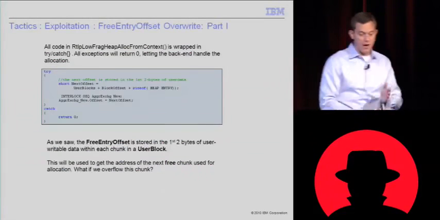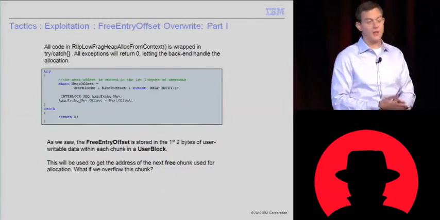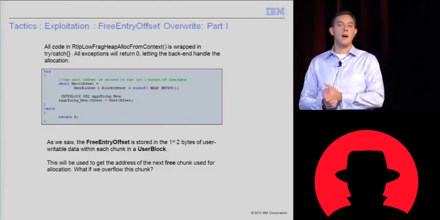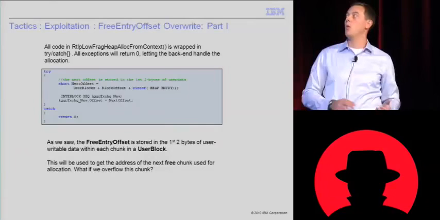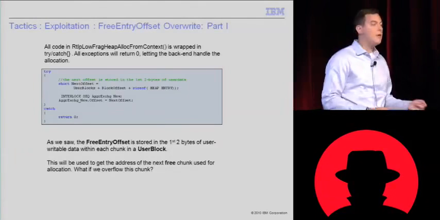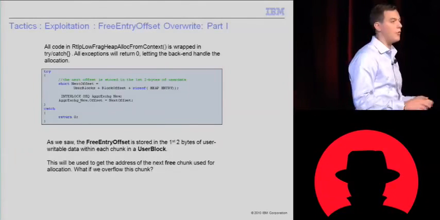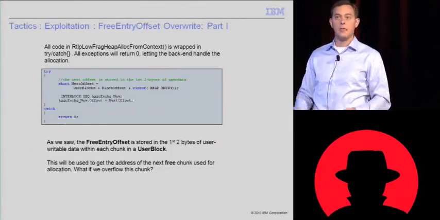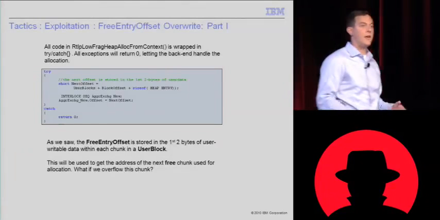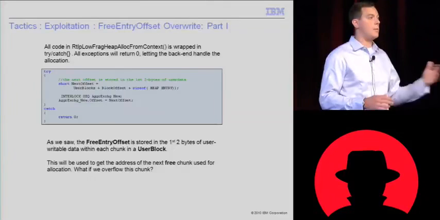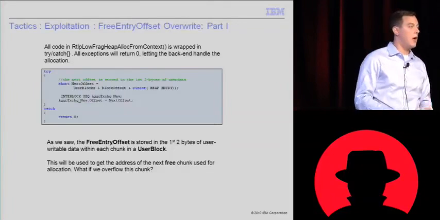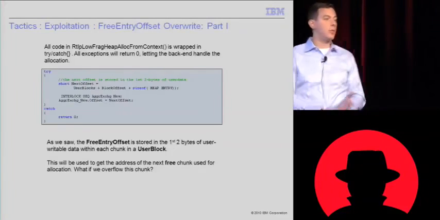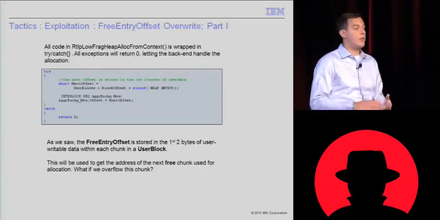Now for my half-assed version of an exploitation tactic. Before I talk about it, I wanted to explain to everyone that everything in RtlpLowFragHeapAllocFromContext, that's the low fragmentation heap allocator, is wrapped in a try catch-all. If there's any exceptions, 0 will be returned, and as I said before, the back-end manager will fill that request. This is where you could abuse basically brute forcing.